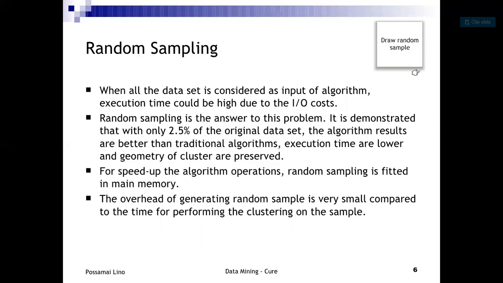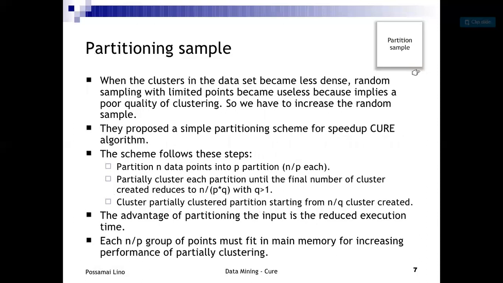For speed up, the algorithm's operation can be fitted into the main memory, and in comparison, the cost of generating the random sample is very small. So it is a very efficient technique, and instead of taking all the data, we just select a random sample of the data. After that, in the second step, partitioning, suppose there are 10 data points, then they are partitioned into p partitions.